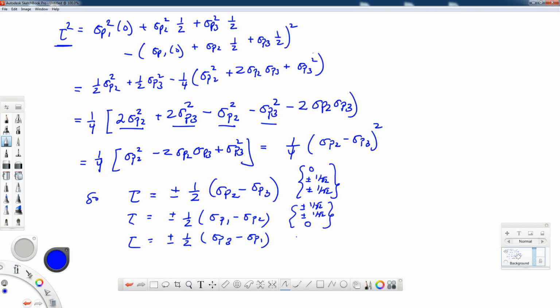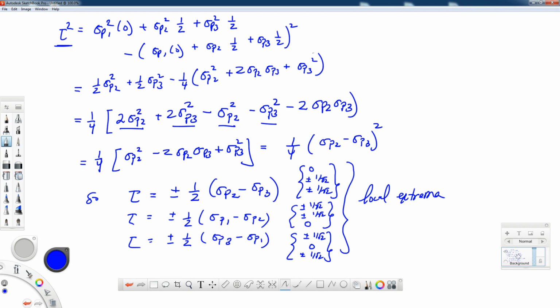And then the last case would be 1 over the square root of 2, 0, 1 over the square root of 2. So those 3 cases in those 3 directions, again with respect to the principal stress directions, are going to be the local extrema of the values of the shearing stress.